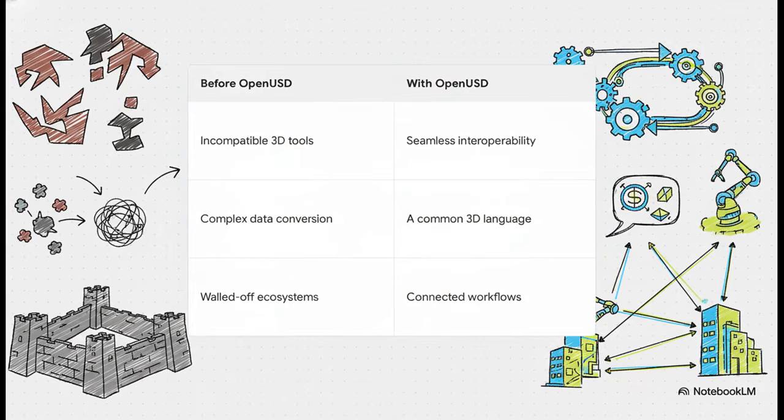And this really shows you the before and after. Before OpenUSD, it was a total nightmare. You'd build a 3D model in one program, then try to move it to another, and things would break, data would get lost. It was just awful. It was like trying to get a group of people to work together when none of them speak the same language. It's impossible. But with OpenUSD, it's like everyone suddenly speaks fluent English. All these different tools can work together seamlessly in the same virtual space. It just tears down all those walls.